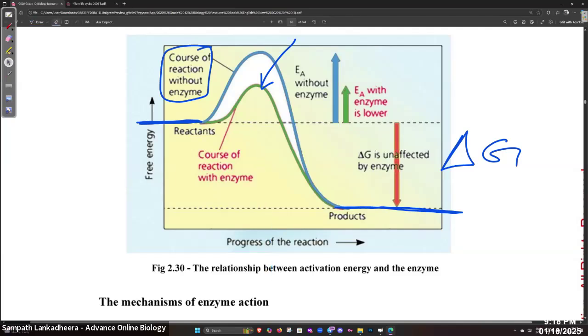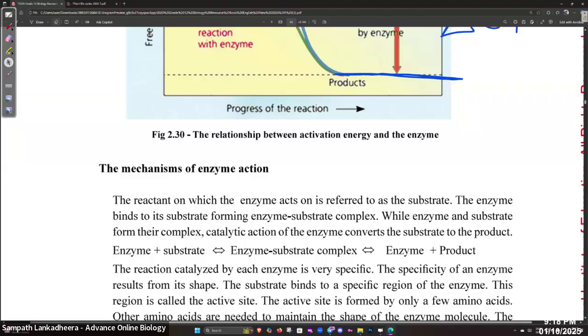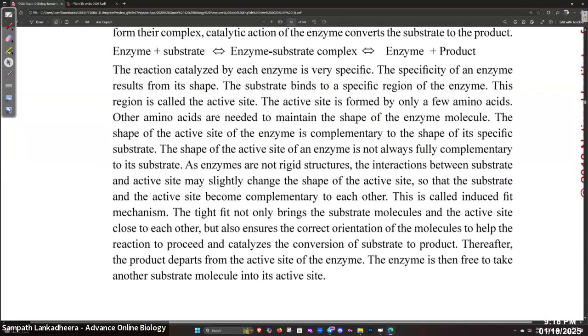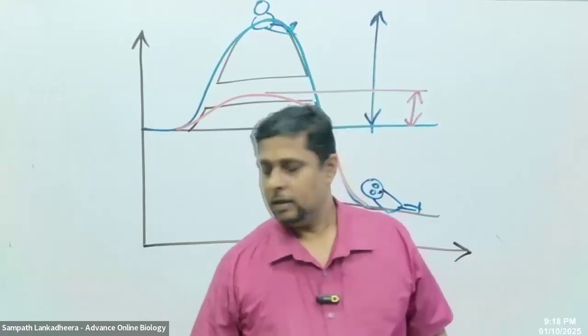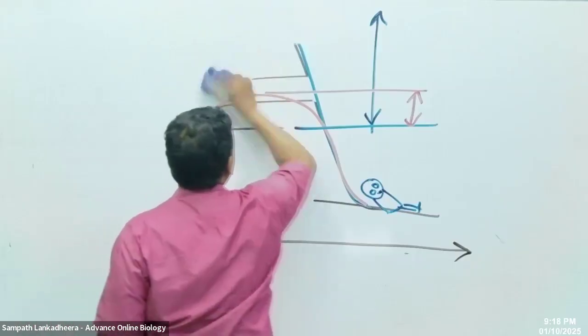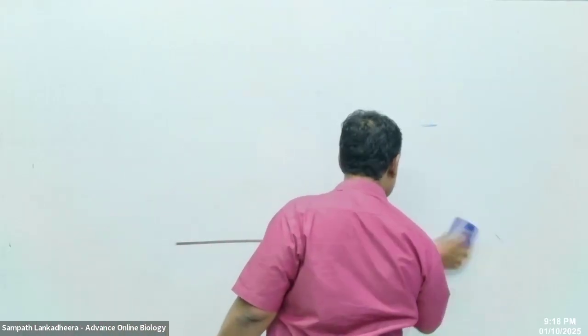Right? Energy of activation. And then people talk about the mechanism of enzyme action. Enzymes have the induced fit mechanism.